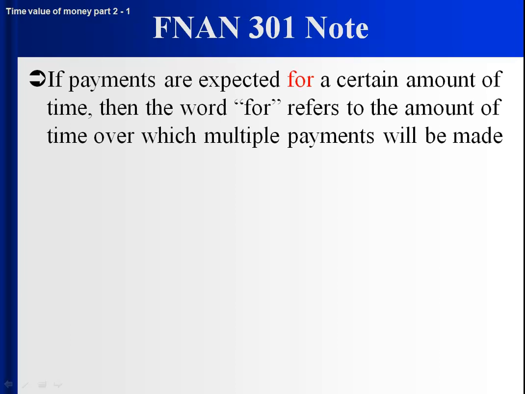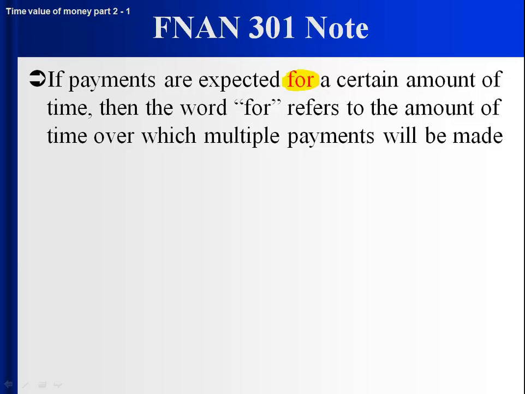When we talk about payments being expected or taking place for a certain amount of time, the word "for" tells us the amount of time over which multiple payments will be made. If we're making monthly payments for a year, then for a year we'll be making payments every month. Or if we'll be making quarterly payments for 2 years, 2 years is the period, and we'll be making payments every quarter.